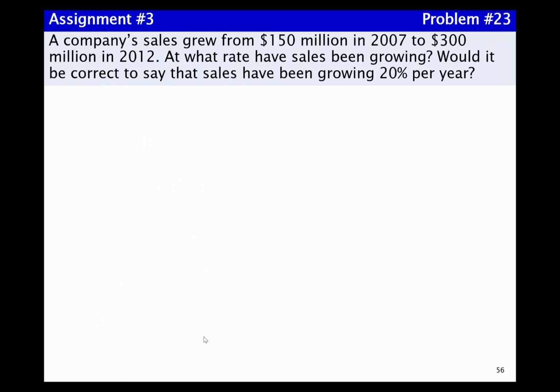23. A company's sales grew from $150 million in 2007 to $300 million in 2012. At what rate have sales been growing? And then we'll answer the question, would it be correct to say that sales have been growing 20% a year? In other words, they doubled, so 100% increase from 150 million to 300 million. If it doubled in 5 years, is that 20% a year? We're going to see that it's not.